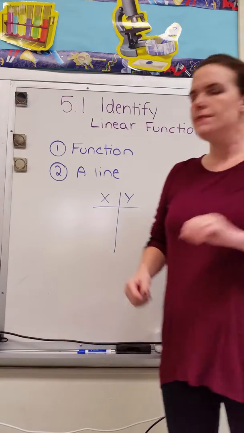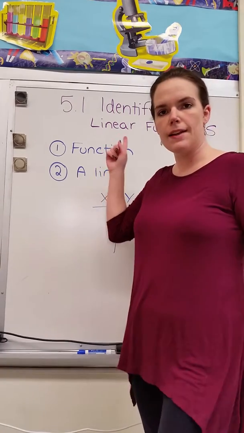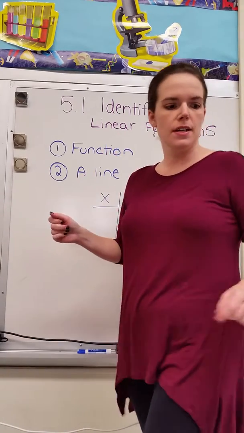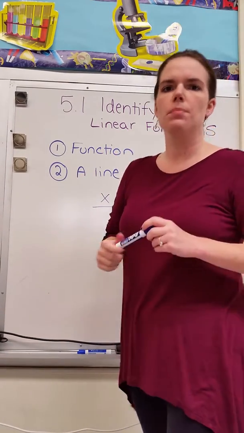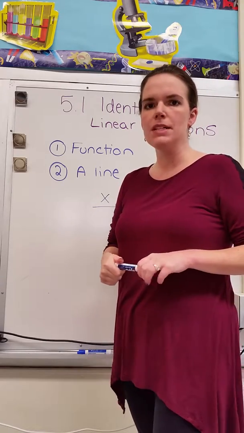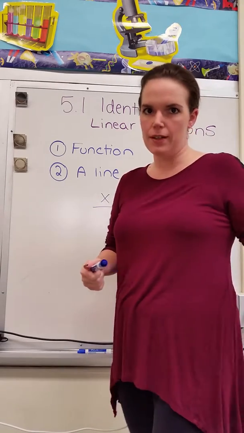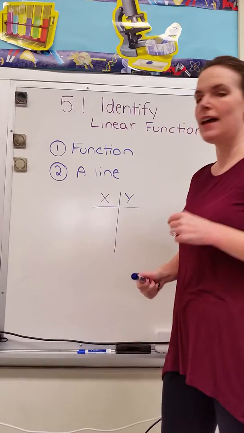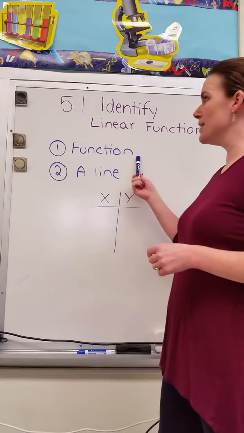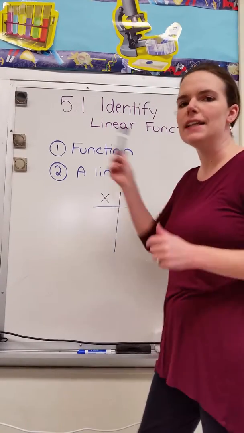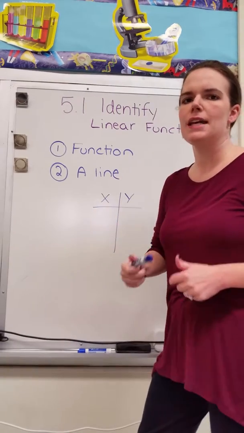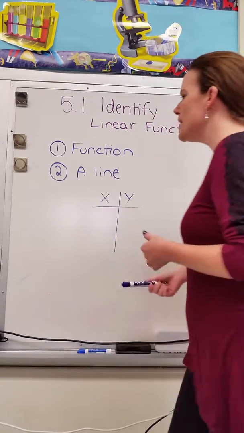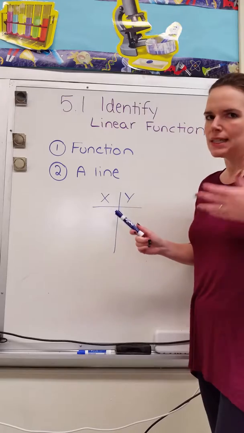Okay, this is section 5.1, which is called Identifying Linear Functions. I'm going to try and keep this video pretty short and sweet. For something to be a linear function, it has to be a function. You can't be a linear function if you're not a function. And then also, linear means a line.